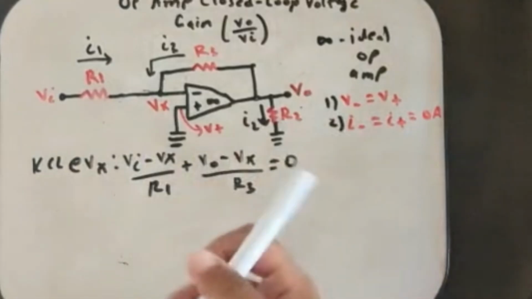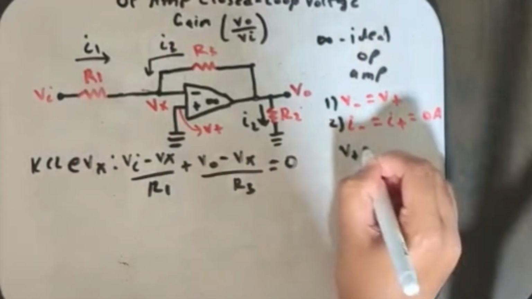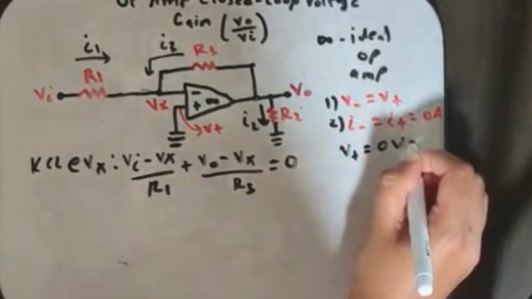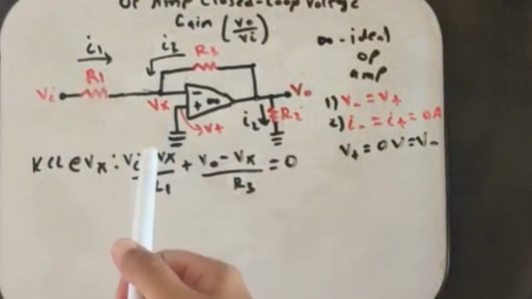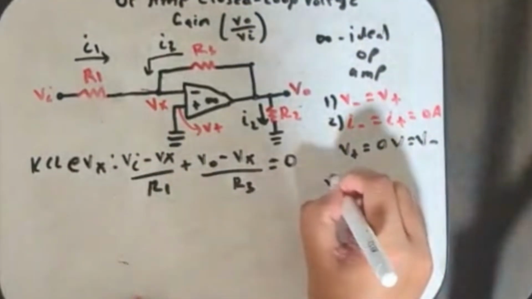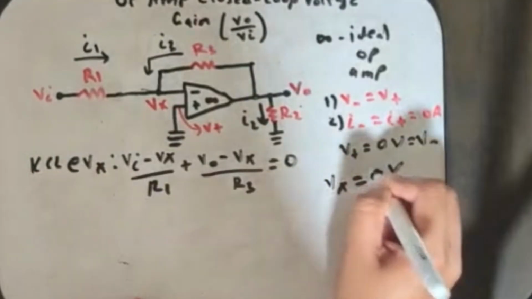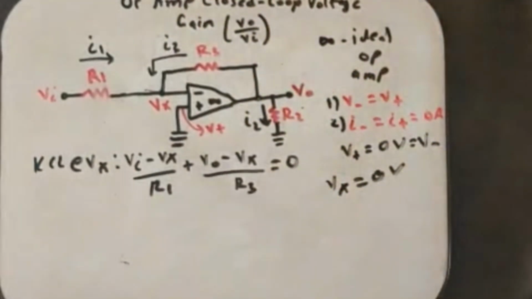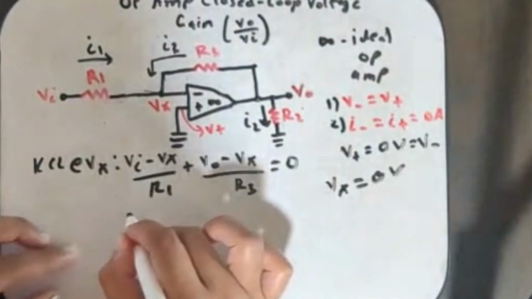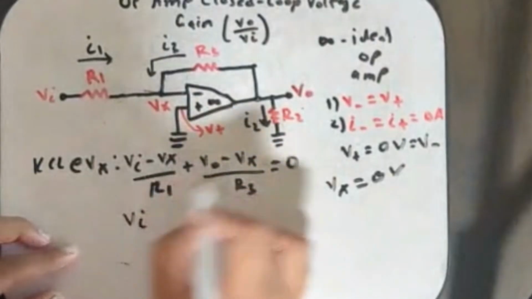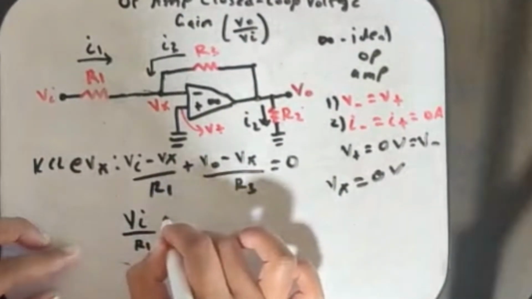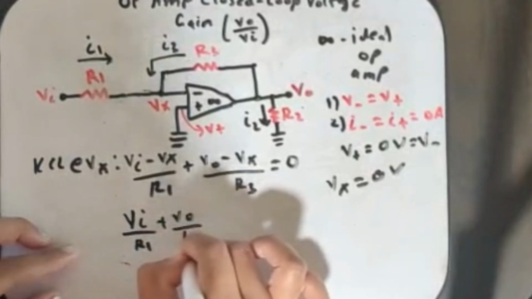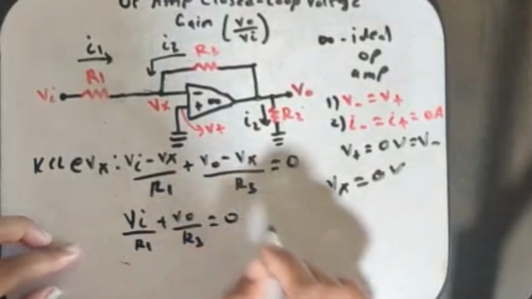When we do KCL, we assume the same thing again because we know V plus is 0. We said before that V plus is 0 volts. That makes it equal to V minus, and V minus is Vx in this case. So Vx is 0 volts. Now we know Vx is 0 volts, so when we simplify this again, we get Vi minus 0 over R1 plus VO over R3 equals 0.